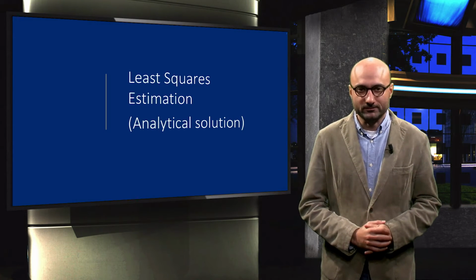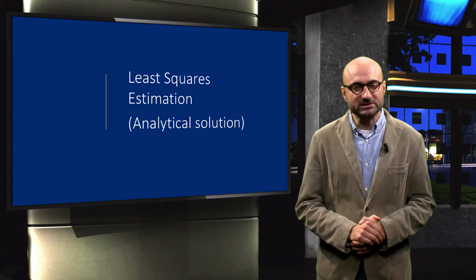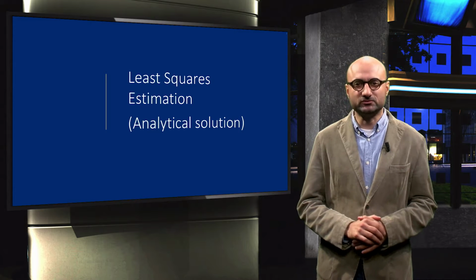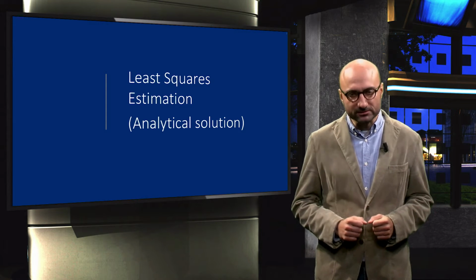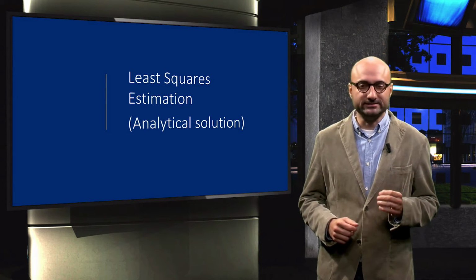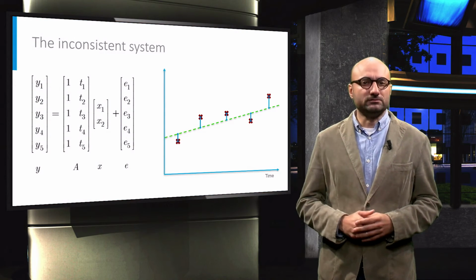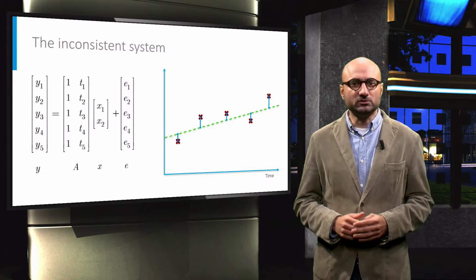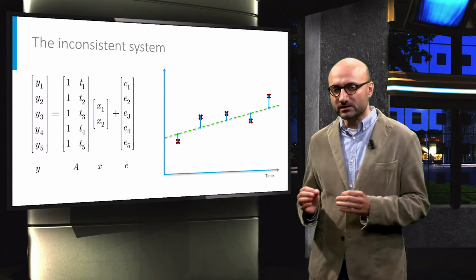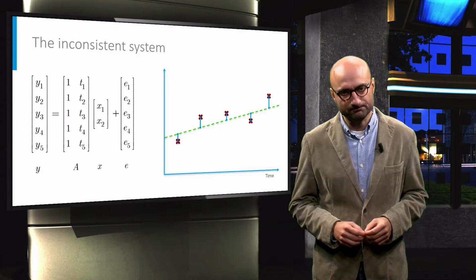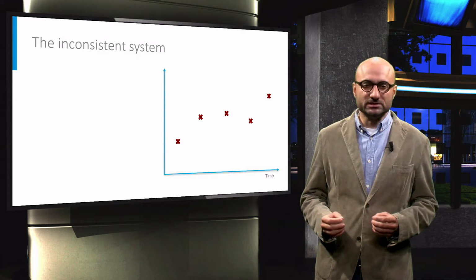Welcome back. Now that we introduced the concept of least squares, let's try to translate this concept into a mathematical form and find an analytical solution for it. Coming back to our line fitting problem, we are trying to determine what a good solution would be for this inconsistent system of equations. Say we have a solution x hat.